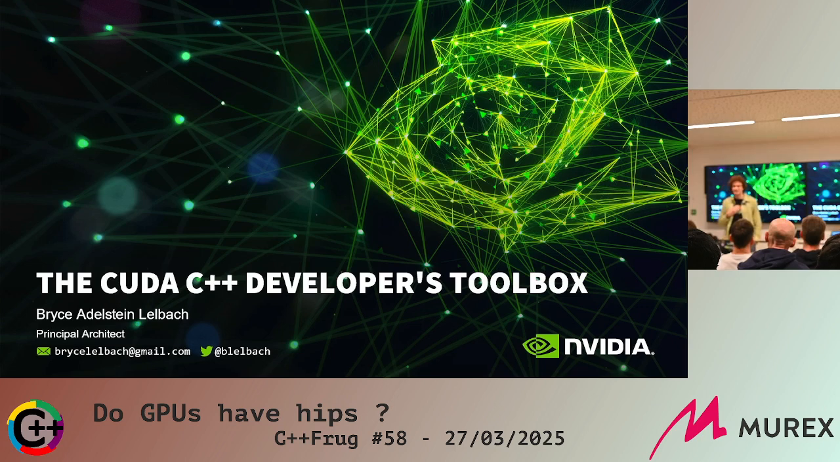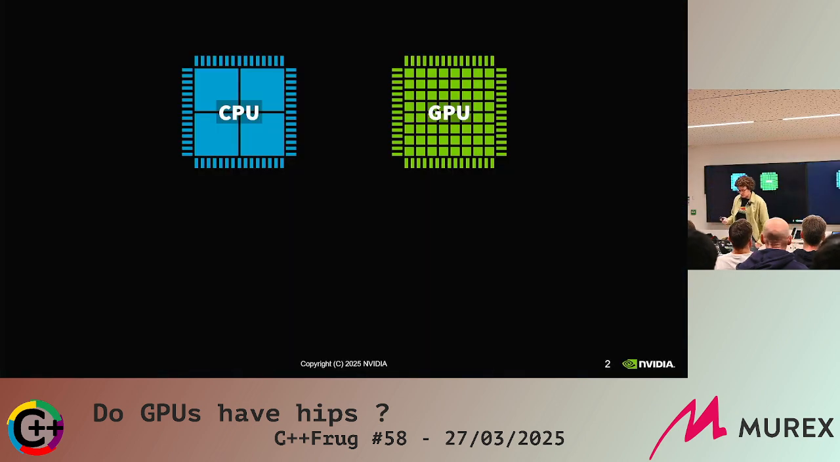So my name is Bryce Adelstein Lelbach. I am a principal architect at NVIDIA, where I lead programming language design and evolution. So my job is basically to make sure that every major programming language is a GPU programming language. So that's from Fortran to C++ to Rust to JavaScript, maybe even in the future. I've been involved in the leadership of a number of different programming languages. I chaired the Standard C++ Library Evolution group and the American Programming Languages Standards Committee.